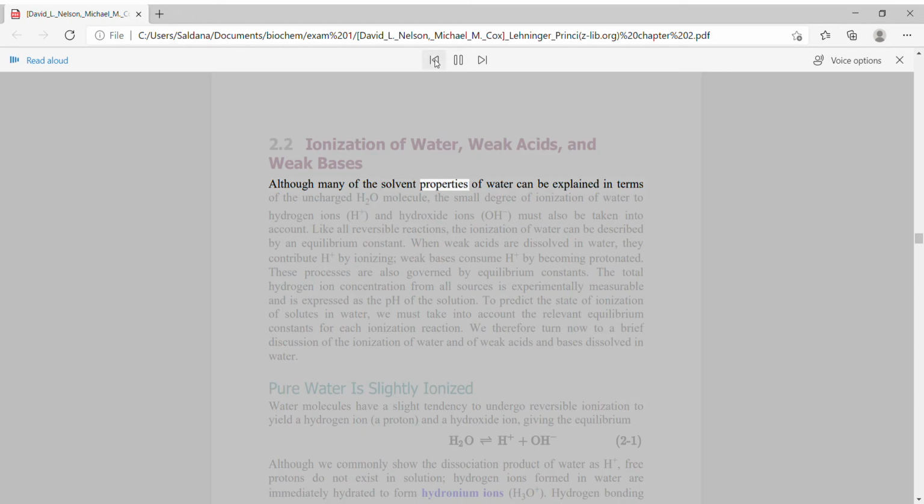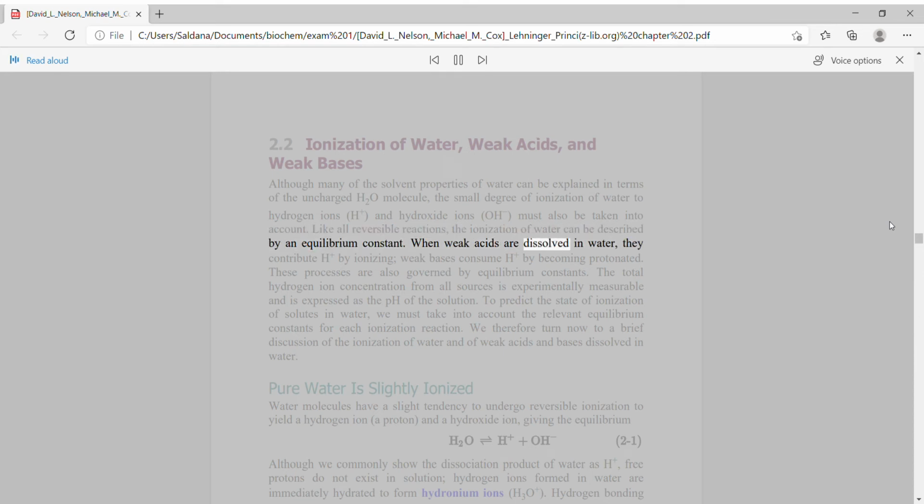Solvent. 2.2 Ionization of water, weak acids, and weak bases. Although many of the solvent properties of water can be explained in terms of the uncharged H2O molecule, the small degree of ionization of water to hydrogen ions, H+, and hydroxide ions, OH-, must also be taken into account. Like all reversible reactions, the ionization of water can be described by an equilibrium constant.